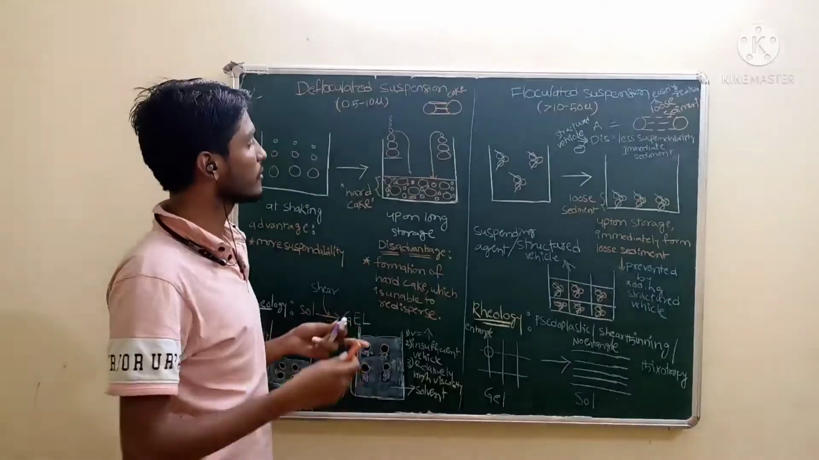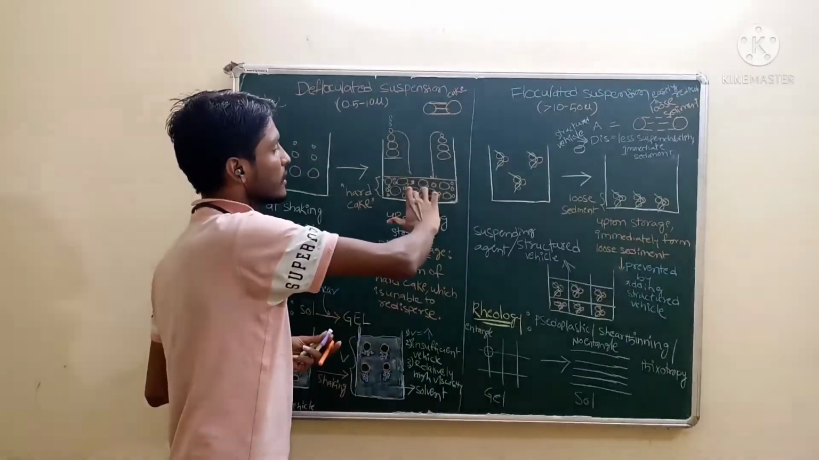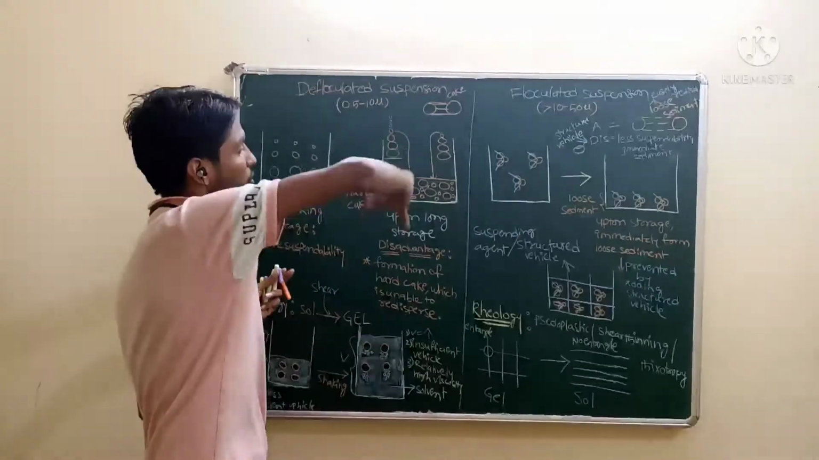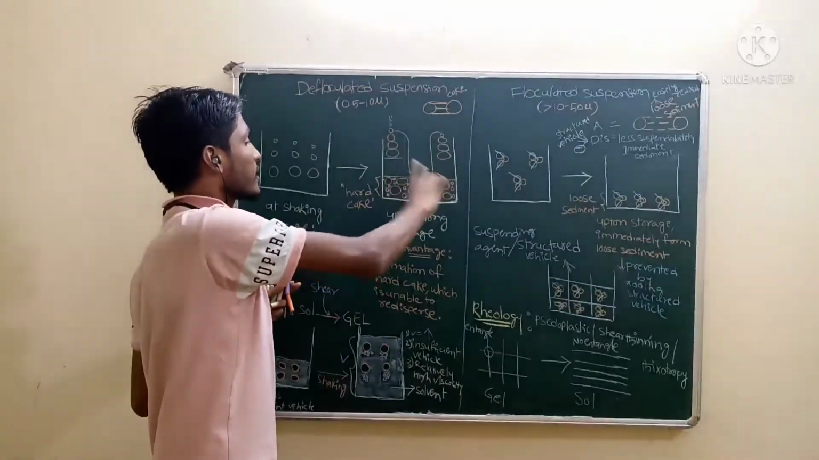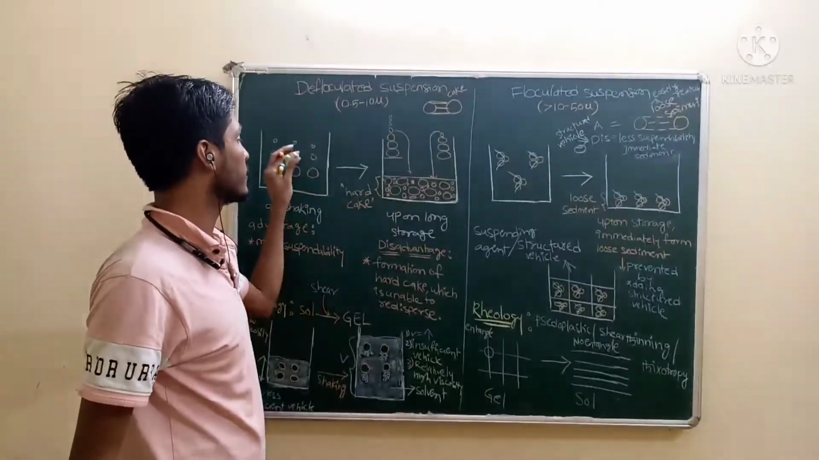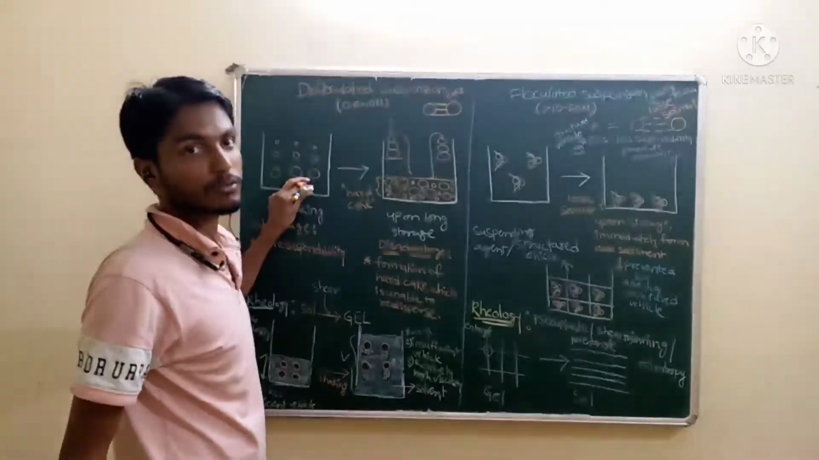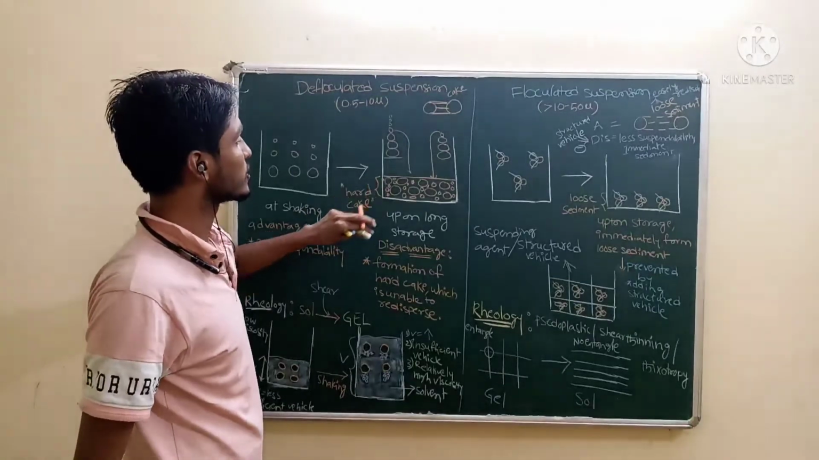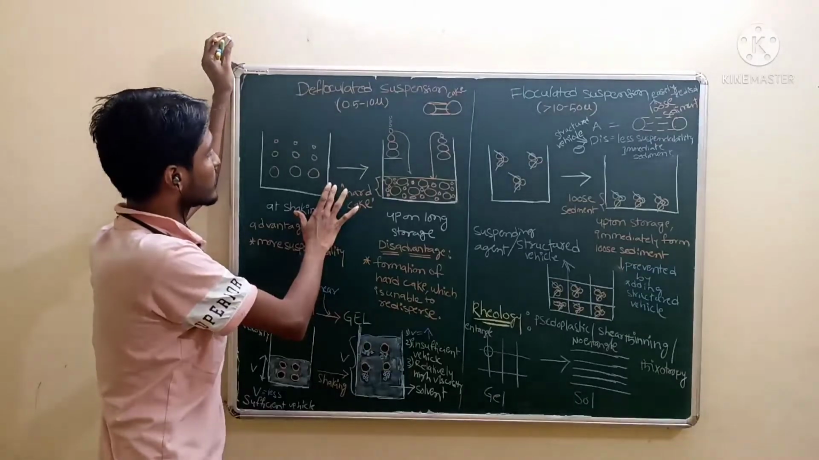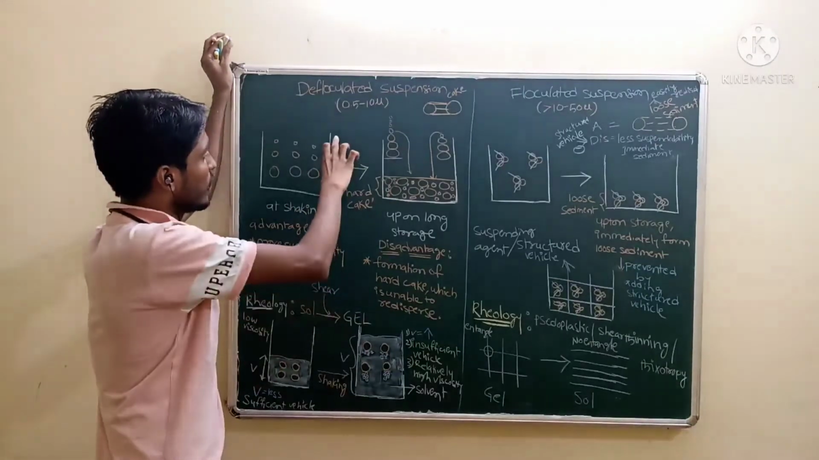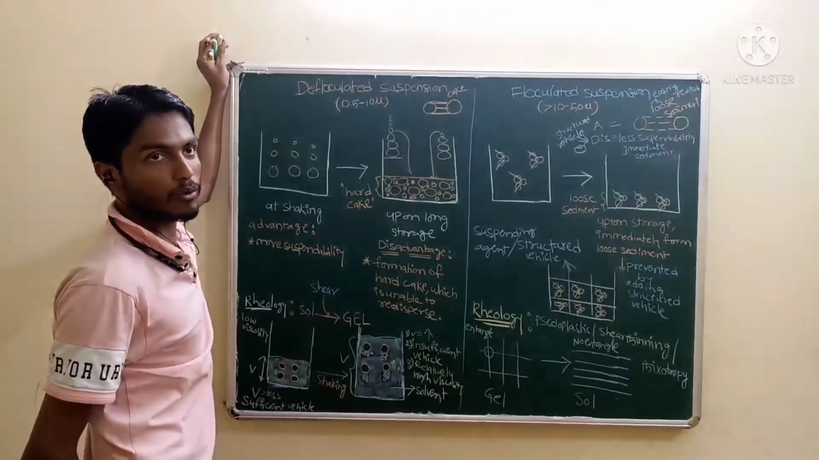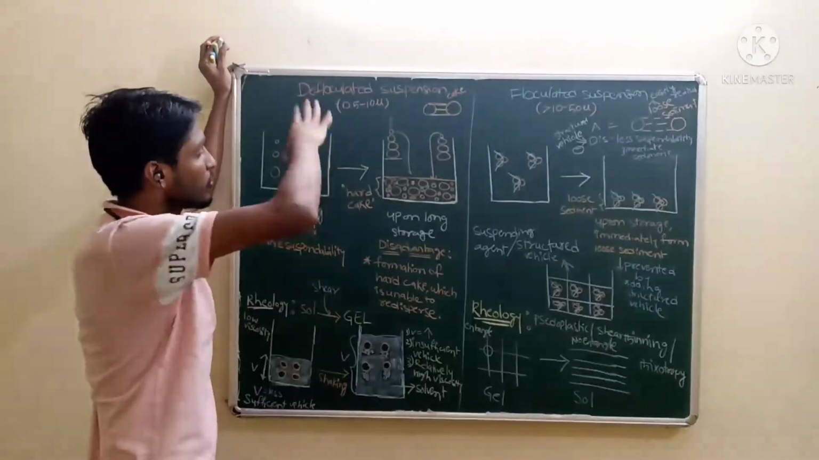Once the hard cake is formed, if you shake the system, the particles are not distributed like this again. Even if you shake for a long time, the particles will not be distributed uniformly. So what is the advantage of this? The advantage of deflocculated suspension is more suspendability. It means if you shake and keep the system for more time, the particles will stay suspended.